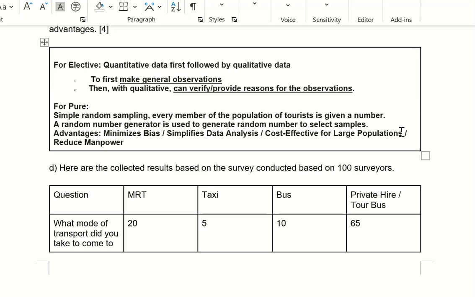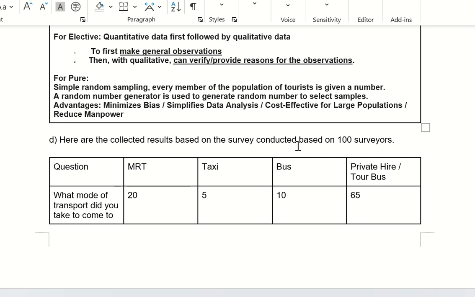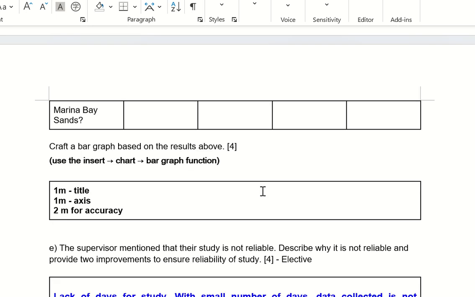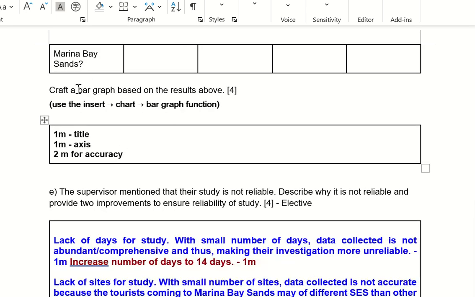Now moving forward. For this question, here are the collected results based on the survey. You can see that 65% of tourists actually take the tour bus and the private hire. The tour bus means there's a tour guide. About 10% take the bus, 5% take the taxi, and then 20% take the MRT. Altogether 100 surveys. Now, based on the graph, you are supposed to draw a bar graph. I will not draw the graph now, but let's make sure that you have your title labeled, your axes labeled, and then of course the accuracy of your bar graph.